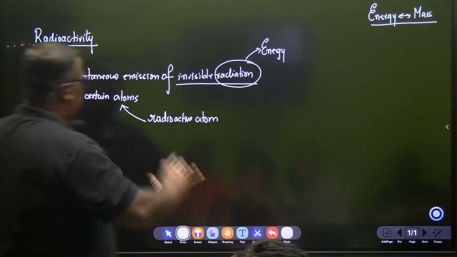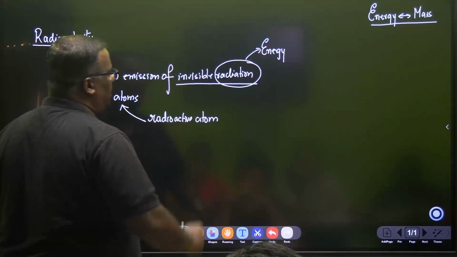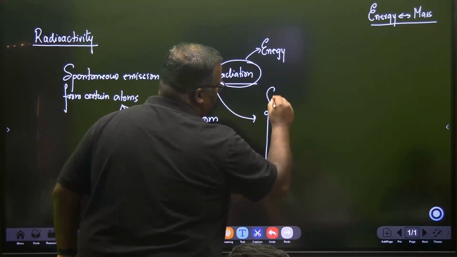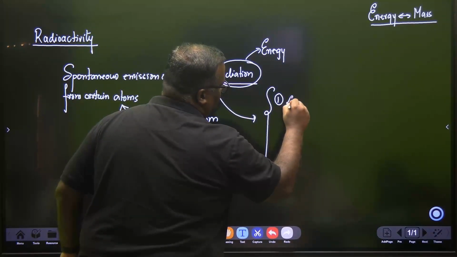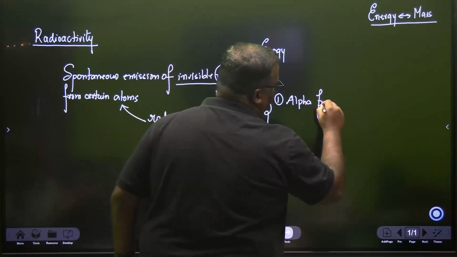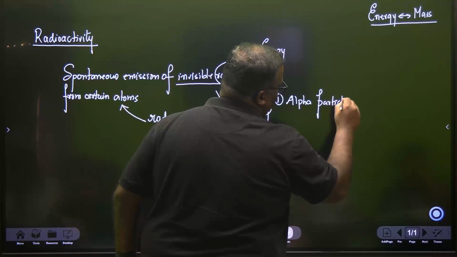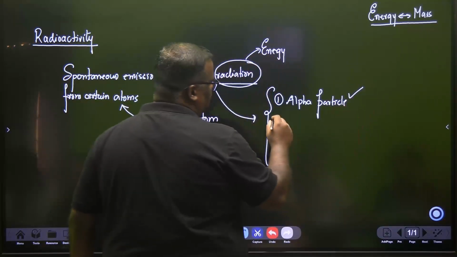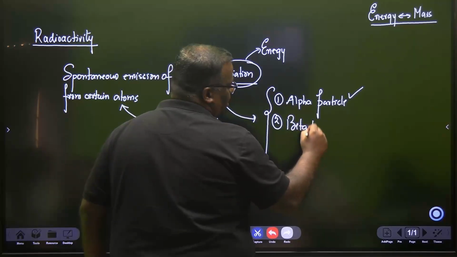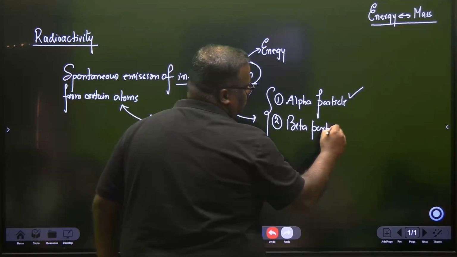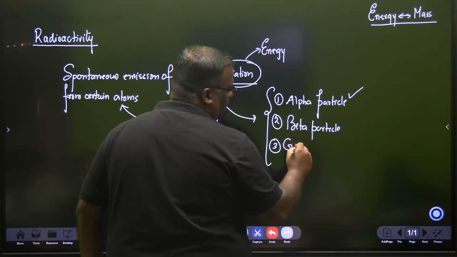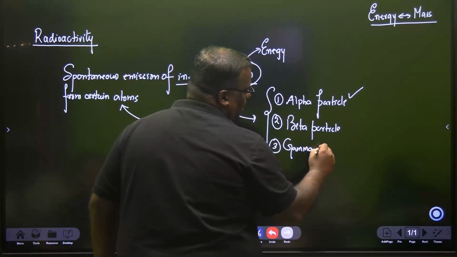Now, spontaneous emission of invisible radiations. These invisible radiations happen in three forms. Number one is known as an alpha particle. This is what we will study in Rutherford's experiment. Next is a beta particle. And the third is gamma radiation.